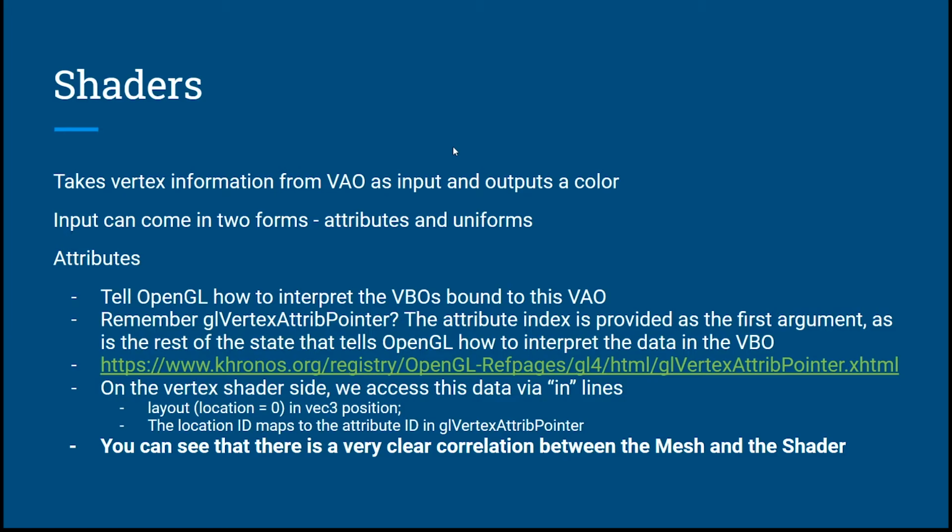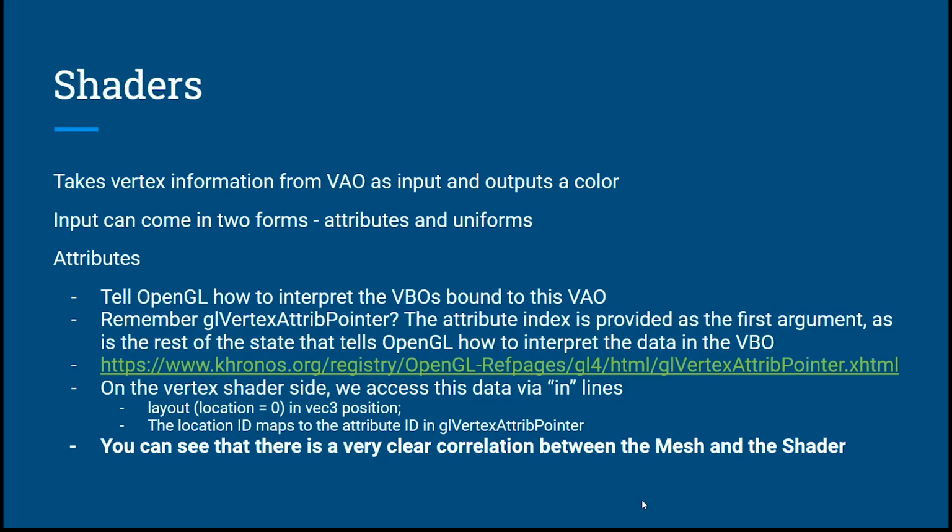So you can see down here, this layout location equals 0 in vec3 position is exactly that. So we take data in with in. So in vec3 position is saying 3 floats. We'll call it position on the shader, and we give it this layout location equals 0 to tell it that it's in location 0. This will make a little more sense when you actually see the code. Ultimately, the important piece here is that this location ID maps to the attribute ID that we pass into this glVertexAttribPointer call.